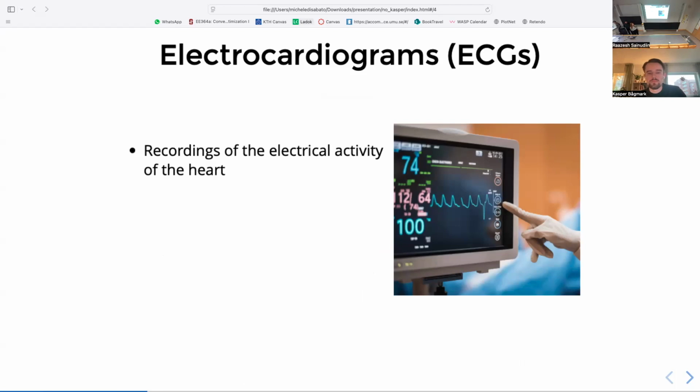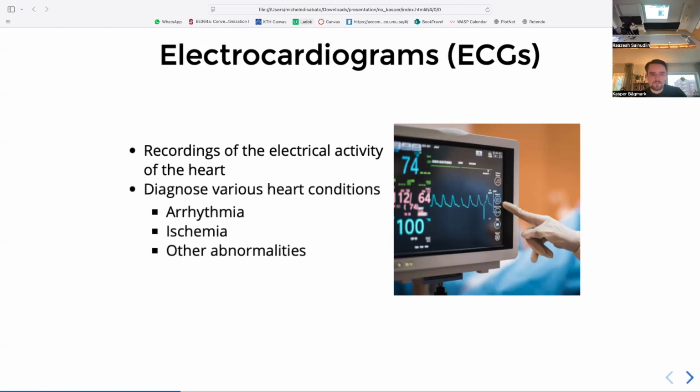Yes, so we decided to use heart rate data, or more specifically, electrocardiogram or ECG data. These are recordings of the electrical activity of the heart, or more specifically, graphs or time series where you have the voltage on the y-axis and time on the x-axis, and they are measured by placing small electrodes on the skin.